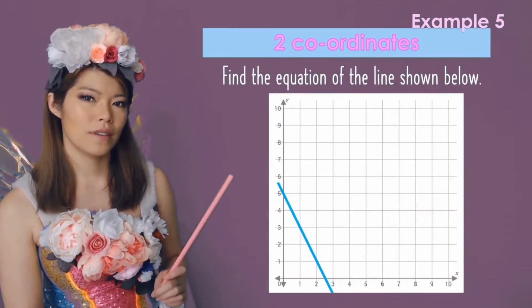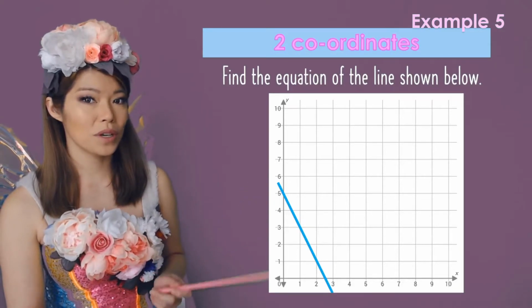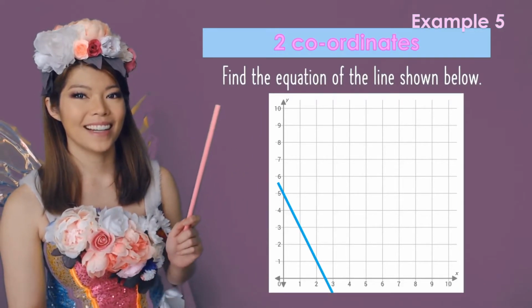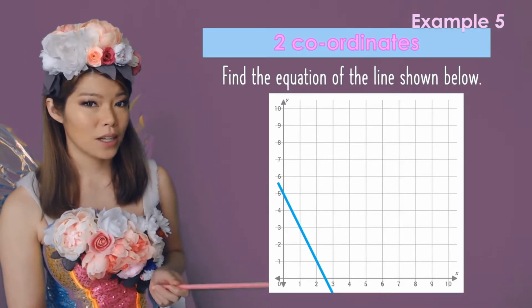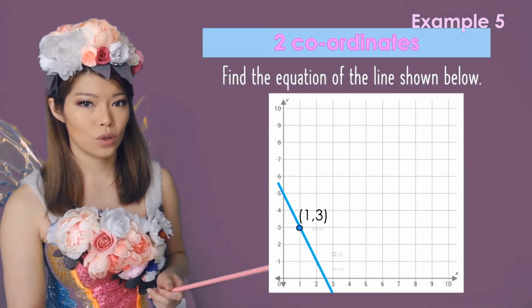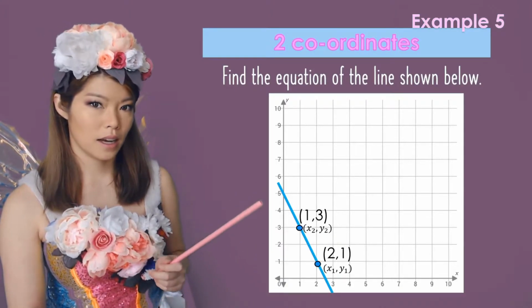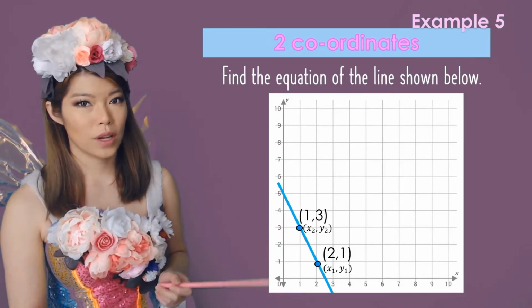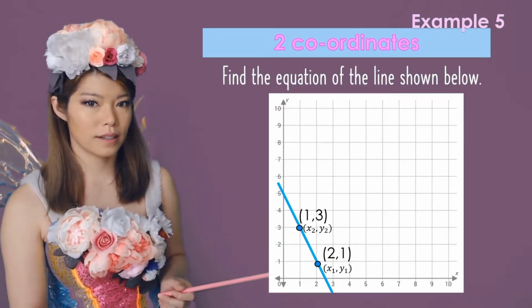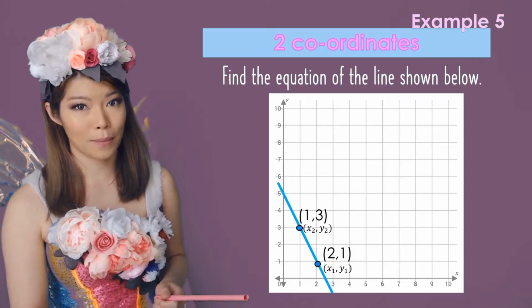What happens if you're given a graph? We can still get two coordinates from the graph. Let's read. Find the equation of the line shown below. So we can pick any two coordinates. I'm going to pick these two because they seem pretty easy to be accurate with. It doesn't matter which one you do, x1 and y1, it could be the other one, and that could be x2, y2, you'll still get the same answers.